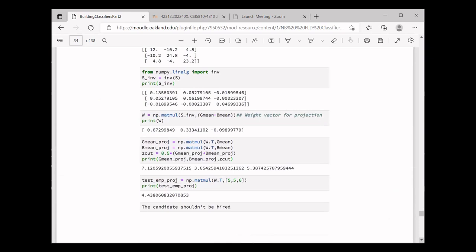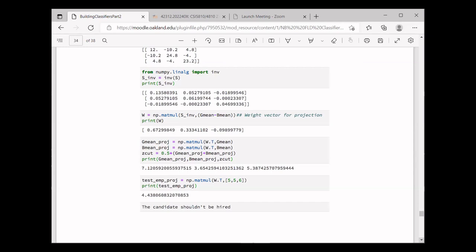And now we need to calculate the inverse. All right, so remember the formula is SW inverse multiplied with M1 minus M2. All right, so we got the scatter matrix, we calculate its inverse, and then we do the multiplication to get the weight vector. Once we get the weight vector, we can calculate the projected mean for good performance and the projected mean for bad performance. All right. And we can take a middle point between those two means and say that that middle point is going to be our cutoff point for good and bad.